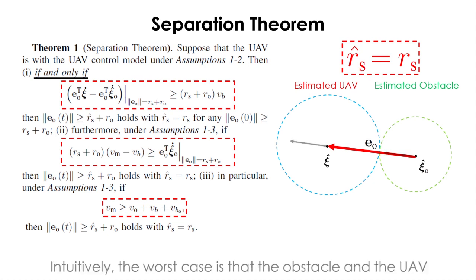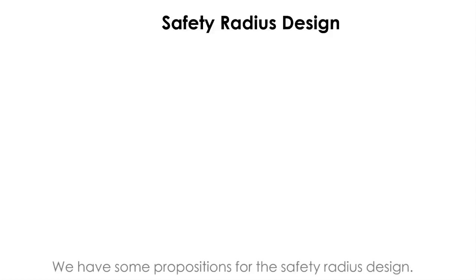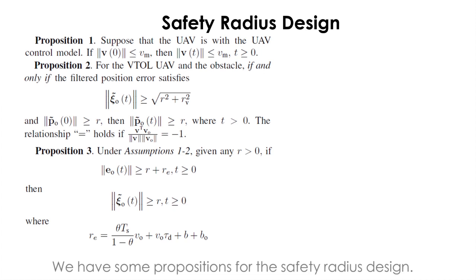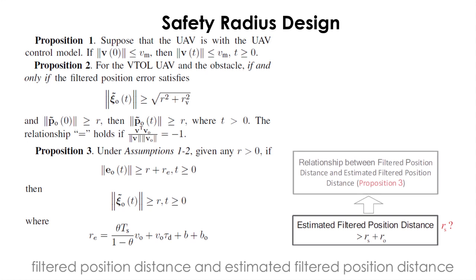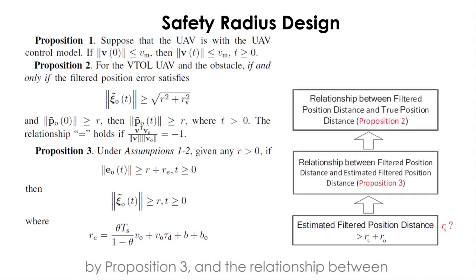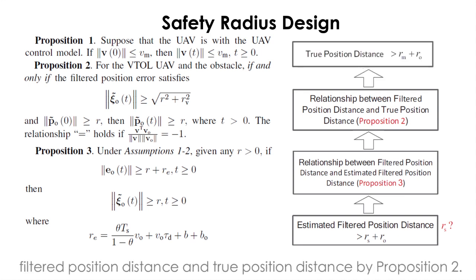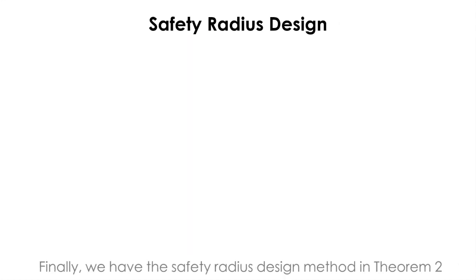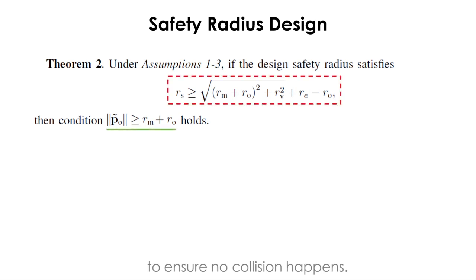Intuitively, the worst case is that the obstacle and the UAV are with the same velocity direction, so the velocity of obstacle must be less than the UAV. We have some propositions for the safety radius design. The design process is to find the relationship between filtered position distance and estimated filtered position distance by proposition 3, and the relationship between filtered position distance and true position distance by proposition 2. Finally, we have the safety radius design method in theorem 2 to ensure no collision happens.